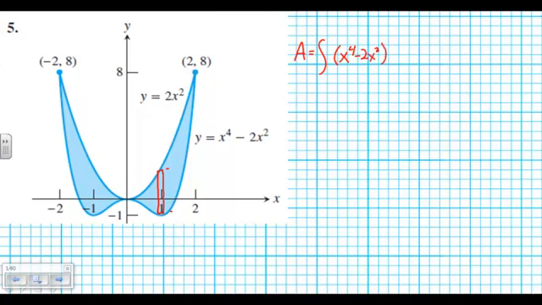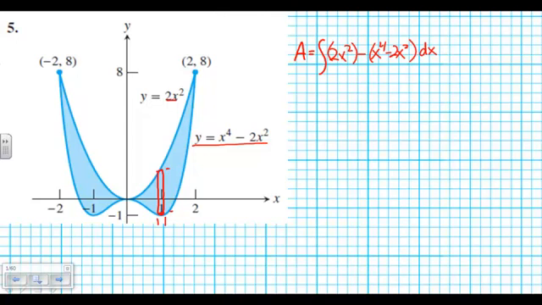The bottom of this rectangle, oh, I'm sorry, I have that backward. The top of this rectangle is on this curve, which is 2x squared. The bottom of this rectangle is on this curve, and that curve is 4x cubed minus 2x squared. All right? And then the width of this rectangle is measured in the horizontal direction, so we're going to be using the differential dx to describe that.